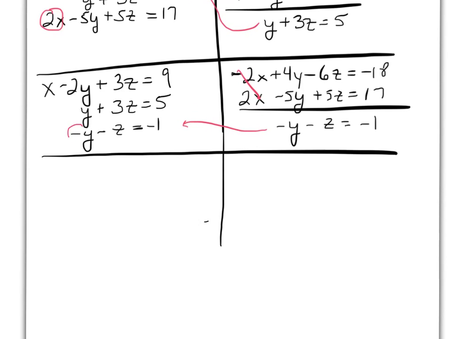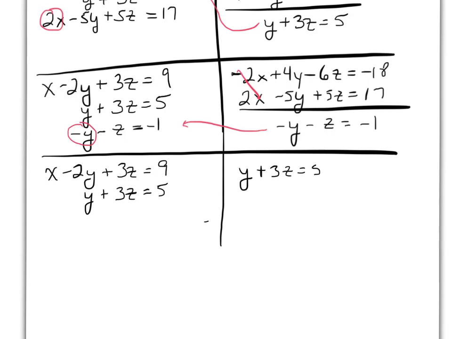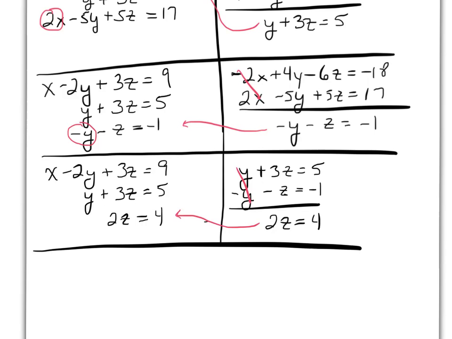Now we want to get rid of this negative y. It looks like if we add these two equations together, the y's would cancel. So I'm going to rewrite the equations that I'm keeping. And on the side, I'm going to eliminate the y. So y is gone. We've got 2z equals 4. So that new equation goes here. 2z equals 4. Now notice we have this stair formation going on over here.